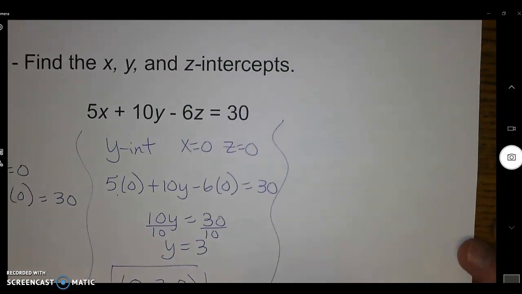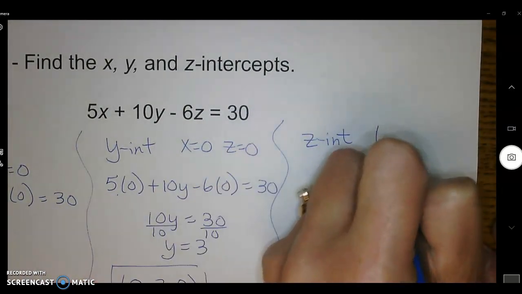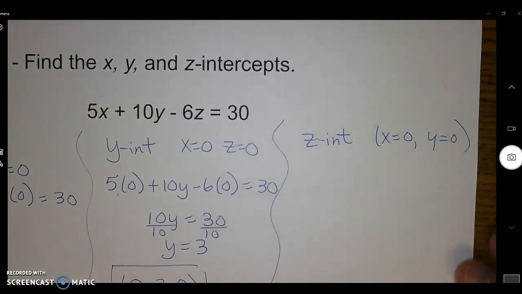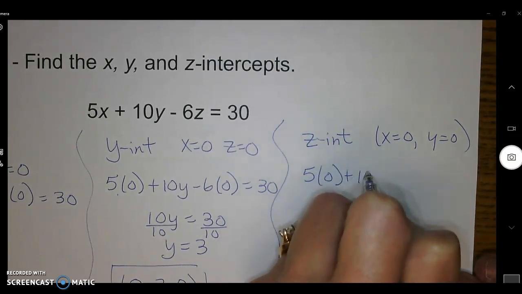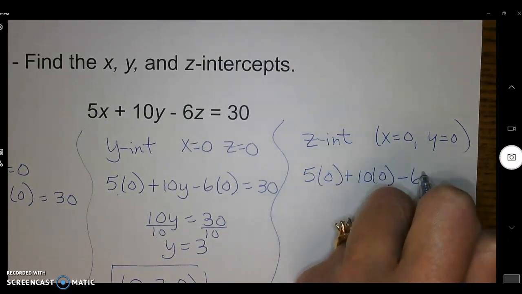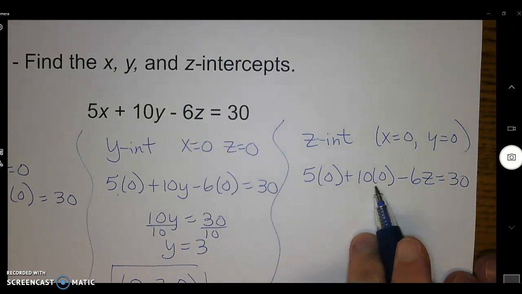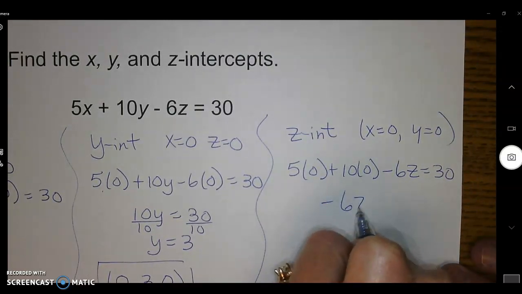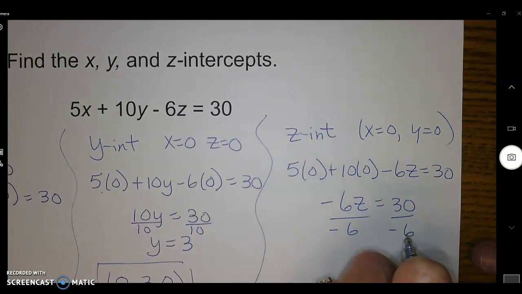Last one, z-intercepts. So this time x is 0, and y is 0. So here we go. 5 times 0 plus 10 times 0 minus 6z equals 30. 0 there, 0 there. Be careful, 6 is negative. So negative 6z equals 30. Divide by negative 6, both sides.